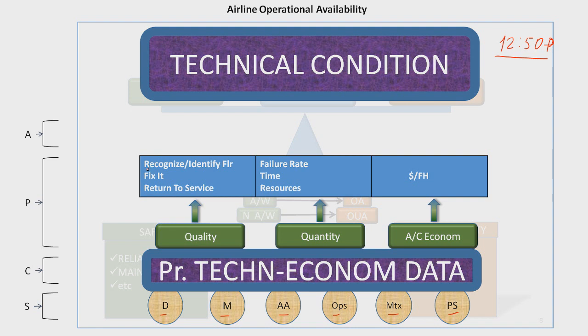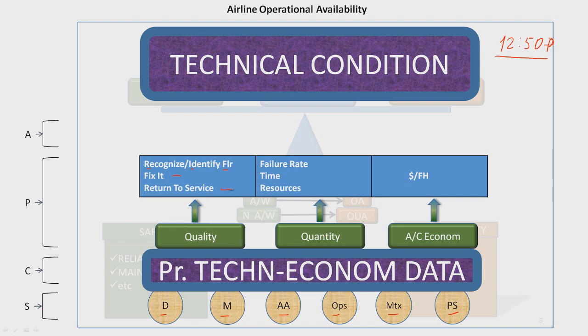Item number 1, recognize and identify failure. So we need to see this indication that the left AC generator is inop, not the right, but the left, because actually the left AC generator is inoperative. Next, we need to fix it. We need to replace this left AC generator.